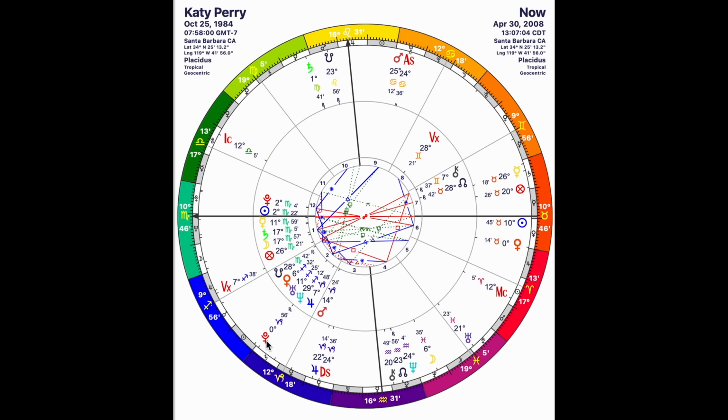What else do we see in this? At this time when Katy Perry got famous, something that's interesting is that the transiting south node was in her 10th house, which usually that's not a great career time. And Saturn was transiting her 10th house, which Saturn can kind of go one way or another.